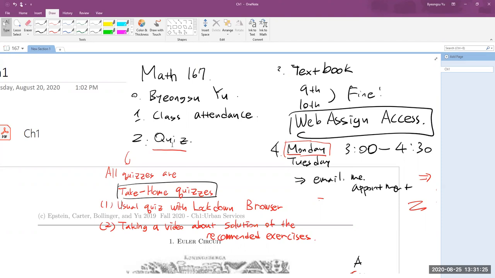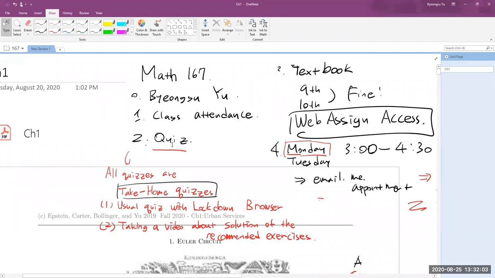And the second type of quiz is taking a video of the solution. It will be the quiz next week. I will give you some recommended exercises, and you choose one of them, solve it by yourself, and take a video of how to solve it. The length of the video will be 2 minutes. I think 2 minutes is enough, but it doesn't matter if you go longer. I will announce the details later. So these are the changes.